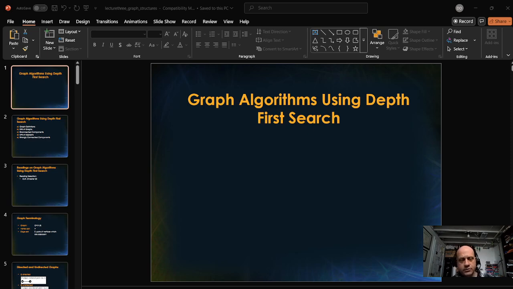This is data structures and algorithm analysis. In this recording, I'm going to be addressing graph algorithms again. And in particular, we're going to be examining depth first search. So let's get started.